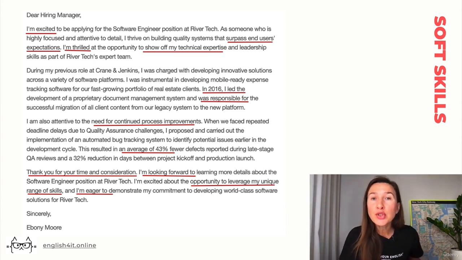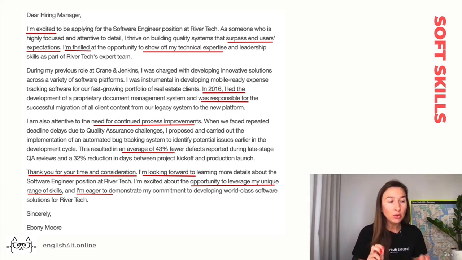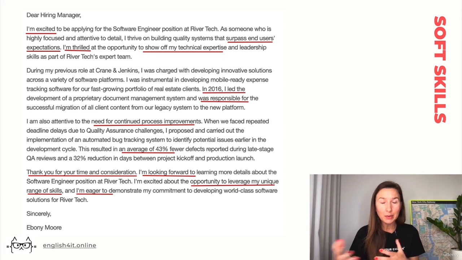Alrighty, so I was instrumental in developing mobile-ready expense tracking software for our fast-growing portfolio of real estate clients. In 2016, I led the development of a proprietary document management system. So you see, if you want to talk about your leadership experience, you can say, I led the development, right? If you were leading the team, yeah?